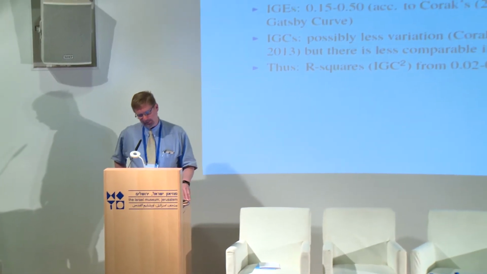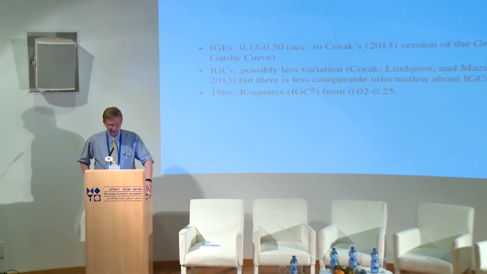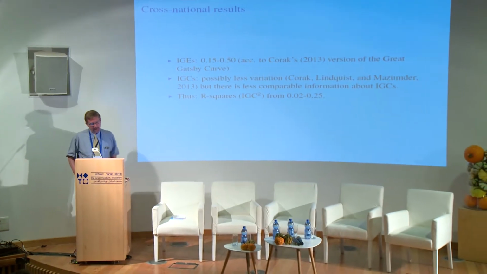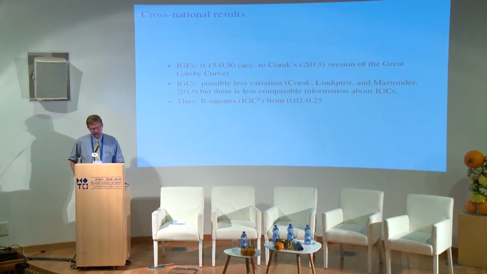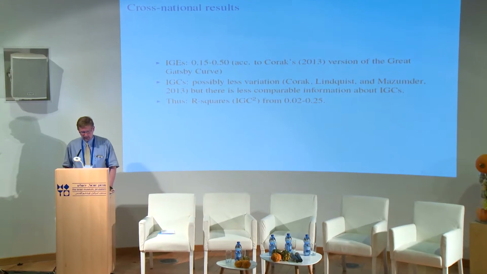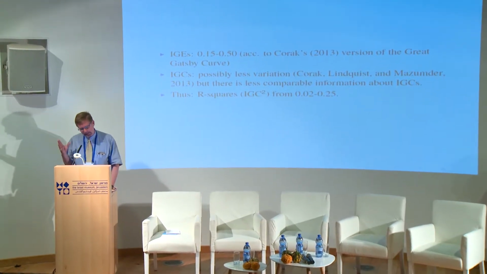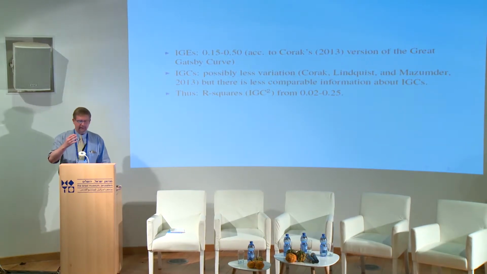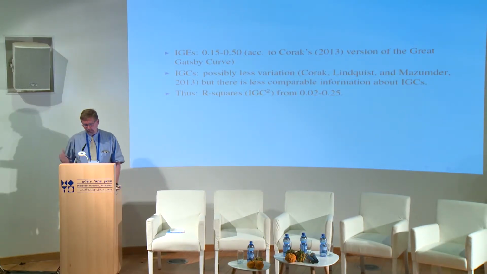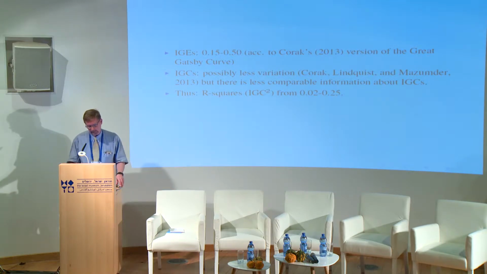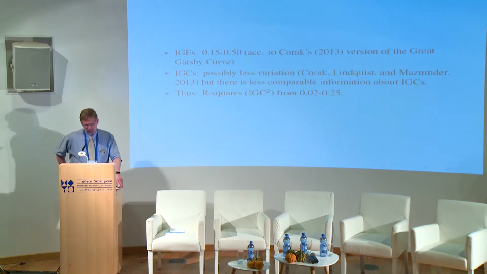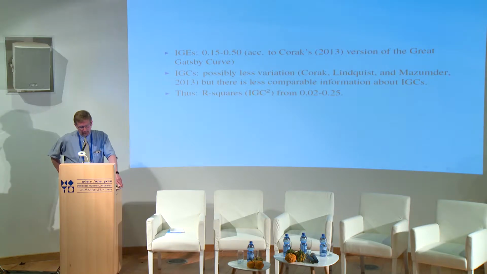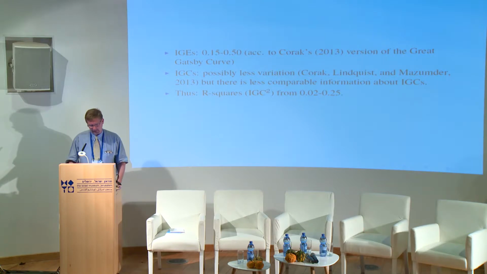Now, cross-nationally, depending on which version of the Great Gatsby curve we're looking at, the elasticities range from about 0.15 to 0.50. On the correlations, it's likely that there's a little bit less variation because of differential relative standard deviations, cross-sectional inequalities in the parental and offspring generations, but there's less comparable information on the correlations.